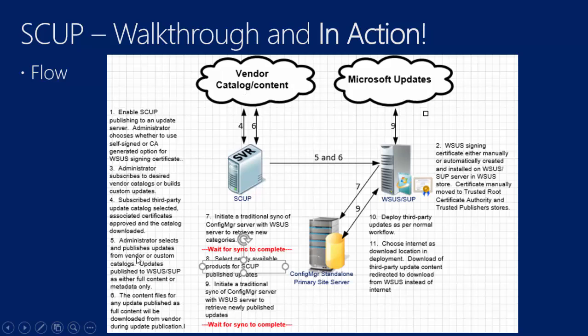And then step 5, the administrator selects and publishes updates from the vendor or custom catalog. I keep saying administrator. It could be anyone who uses the SCUP console, even developers, whatever. Updates are published to the WSUS SUP as either full content or metadata only, right? So this is 5. So 5 here is publishing the update to WSUS SUP. So if it's just metadata only, it's just this direction. If it's metadata plus content, the metadata is copied over here, but we also download the content from the vendor and publish it over to WSUS.